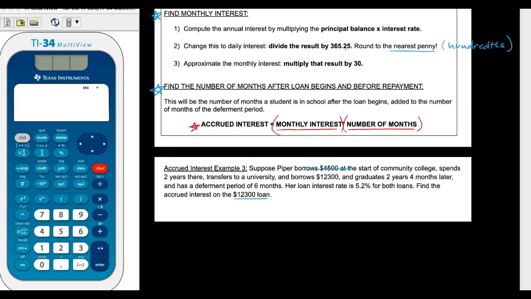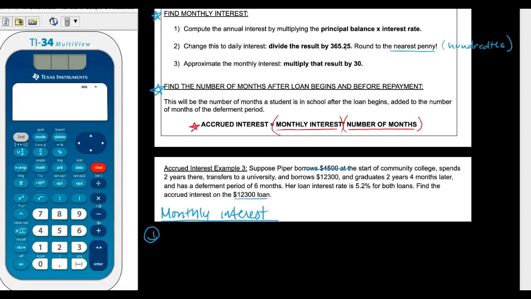So finding the monthly interest and then finding the number of months after the loan begins and before repayment. I'm going to start by looking at the monthly interest, and I'm going to go through the steps. Step 1 is to find the annual interest.